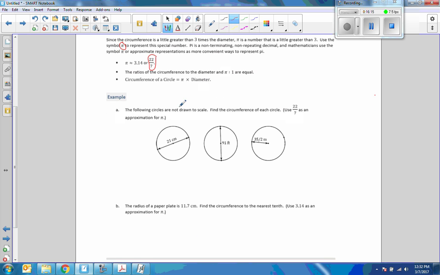The following circles are not drawn to scale. This is not 21 centimeters, 91 feet, 35 and a half meters. It says find the circumference of each circle. Use 22 over 7 as an approximation for pi. So if it says to use it, then do that. So anyway, we have 21 centimeters.